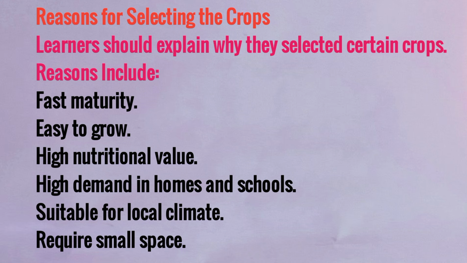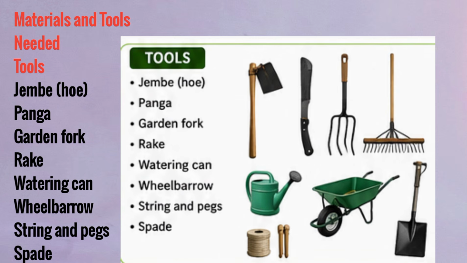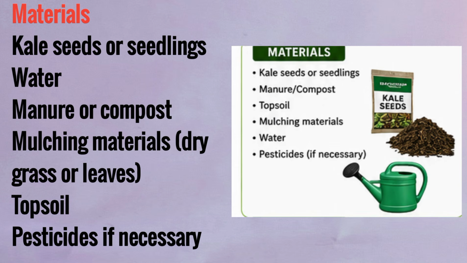Now, how to establish a kitchen garden? Here we are going to start with the materials and tools. The tools the learner will be assembling are the jembe, panga, garden fork, rake, watering can, wheelbarrow, string and pegs. Then we have the spade. Then the materials: they can have kale seeds or seedlings, water, manure or compost, mulching materials, topsoil, and pesticide if necessary.